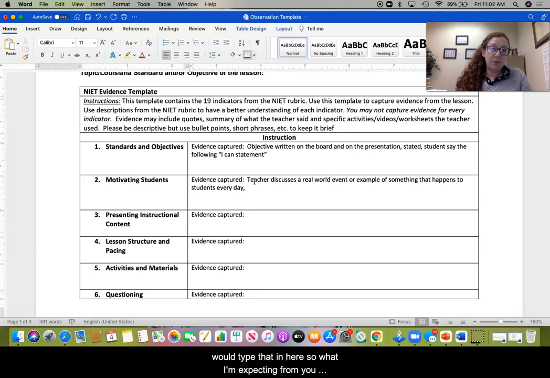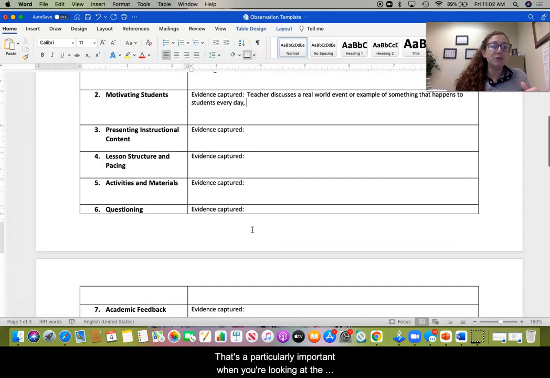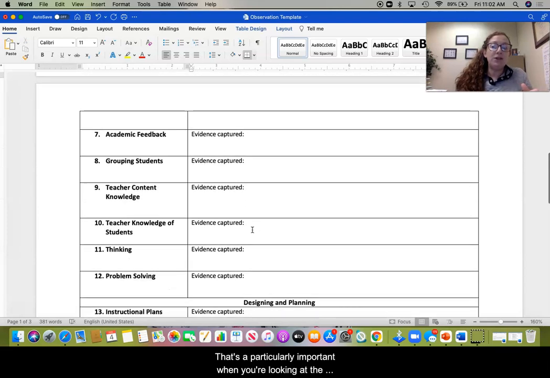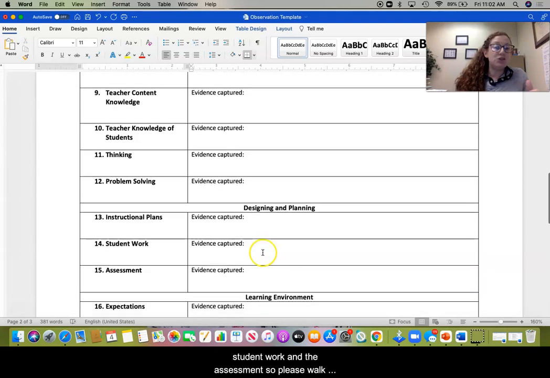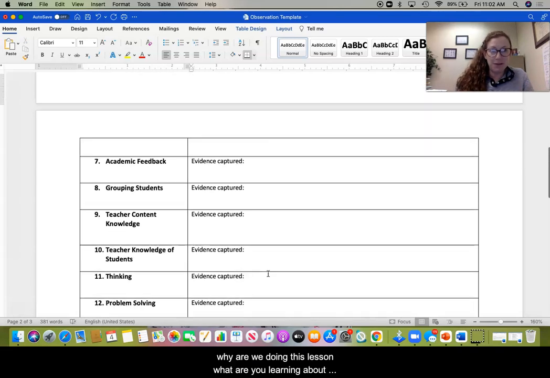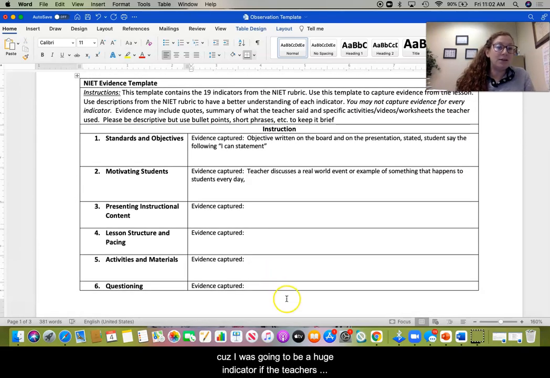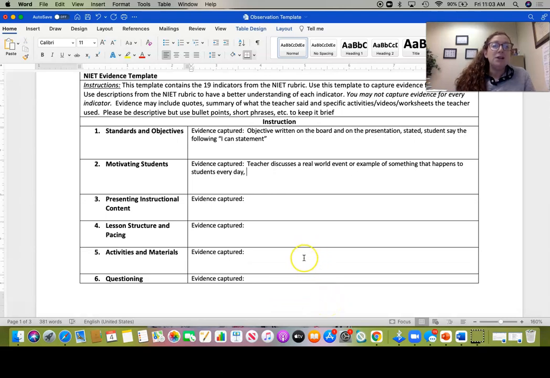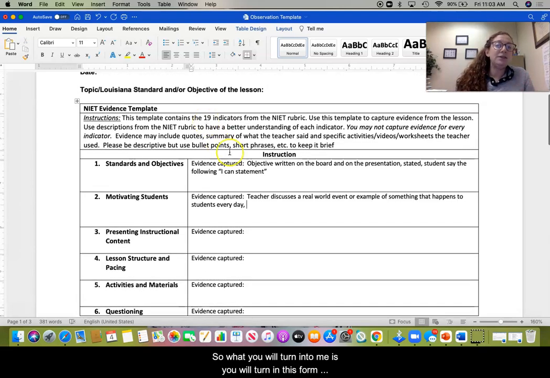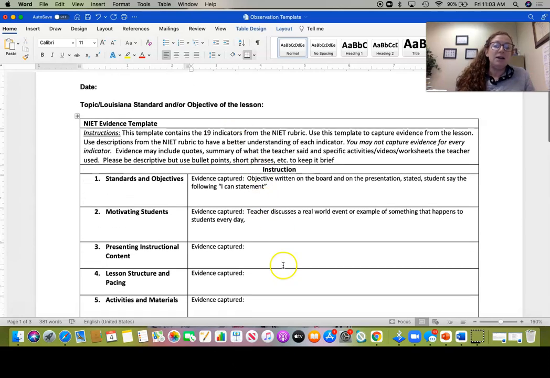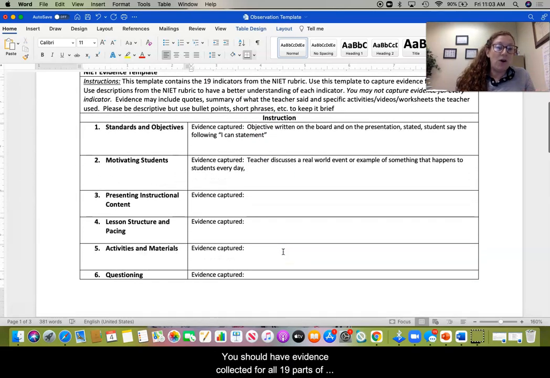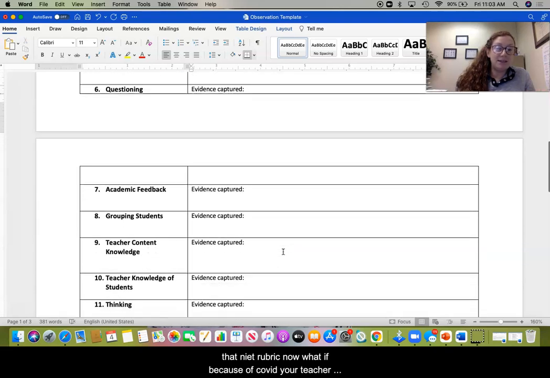So what I'm expecting from you is that you are actively engaged in the lesson by watching it. Maybe you walk around with your students. That's going to be particularly important when you're looking at the student work and the assessment. So please walk around. I love asking students while they're doing the lesson, why are we doing this lesson? What are you learning about? Because that is going to be a huge indicator if the teacher is actually doing a good job. So what you will turn into me is this form completely filled out. You should have evidence collected for all 19 parts of that NIET rubric.